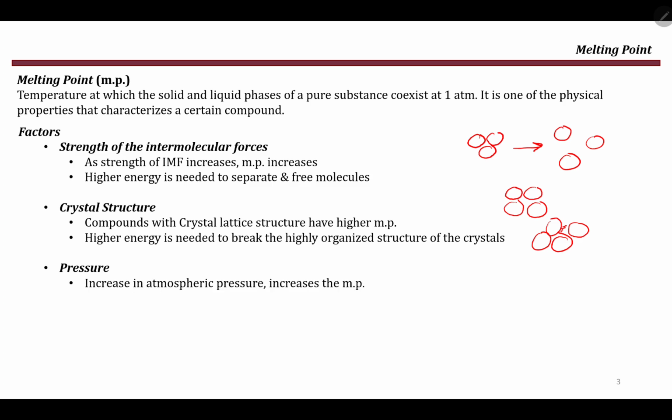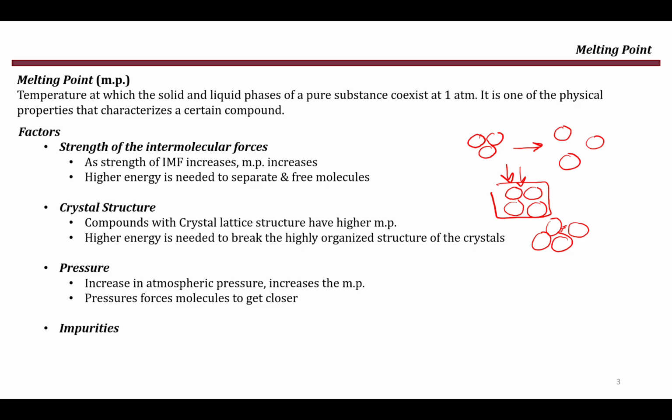The atmospheric pressure also plays a role in determining the melting point of a compound. Increasing the atmospheric pressure will increase the melting point, and the reason is that the atmospheric pressure will force the molecules of a solid to stay together. It will prevent them from separating, and that's why the melting point will be higher.